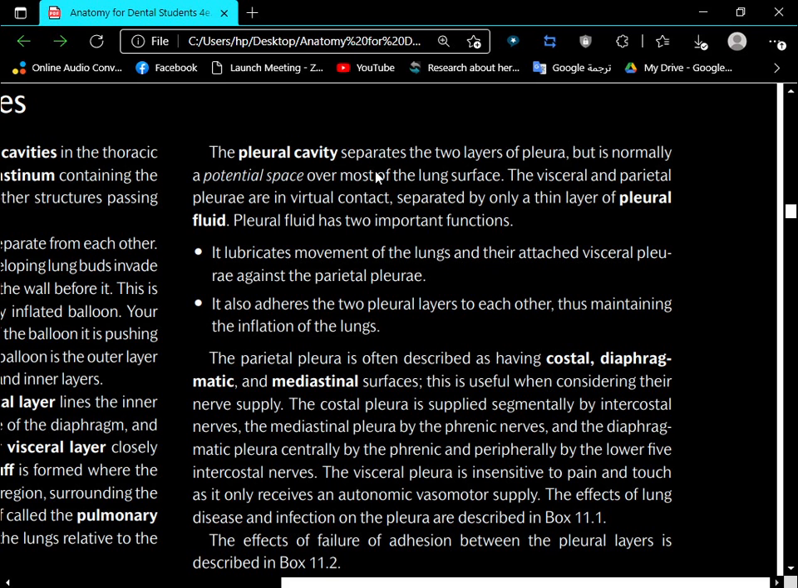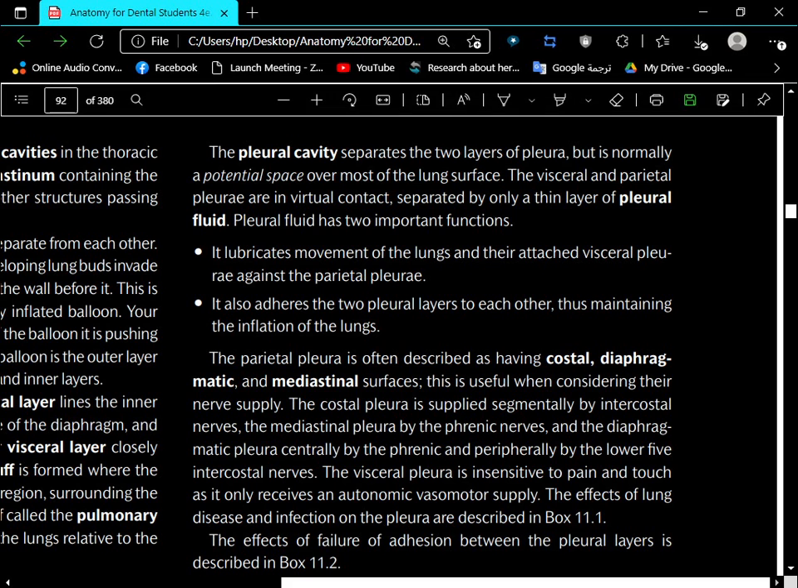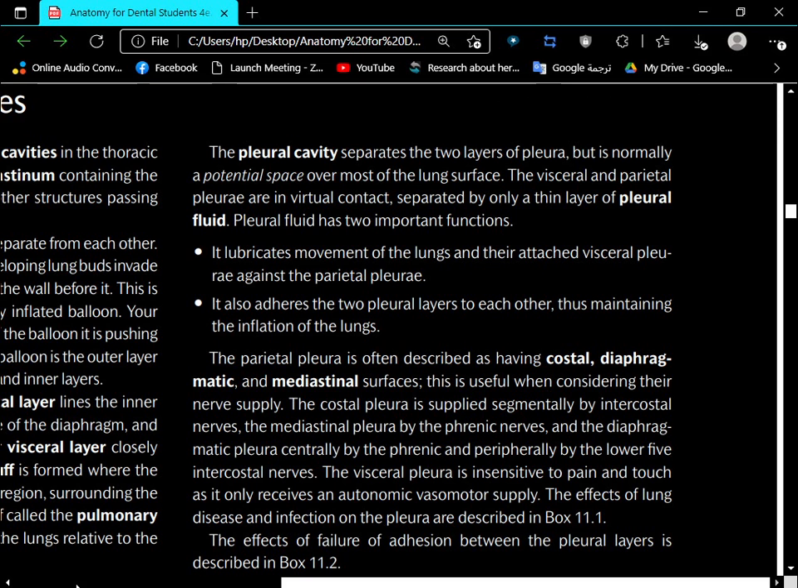The pleural cavity separates the two layers of pleura, but is normally a potential space over the surface of the lung. The visceral and parietal pleura are in virtual contact, separated by only a thin layer of pleural fluid.